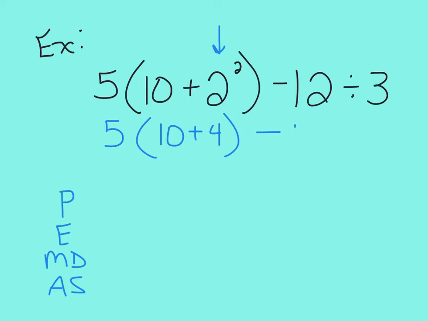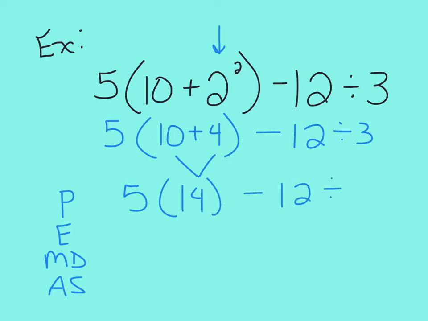I'm going to bring everything else down inside of this expression. Now, let's finish the parentheses. So 10 plus 4 is 14. So I have 5 times 14 minus 12 divided by 3.